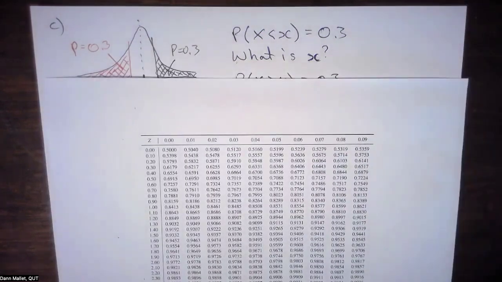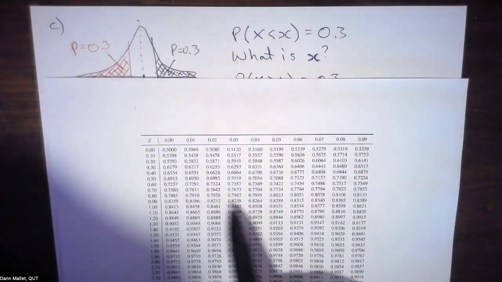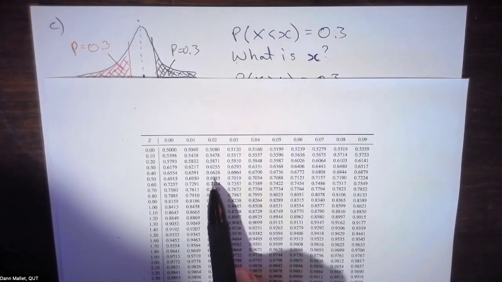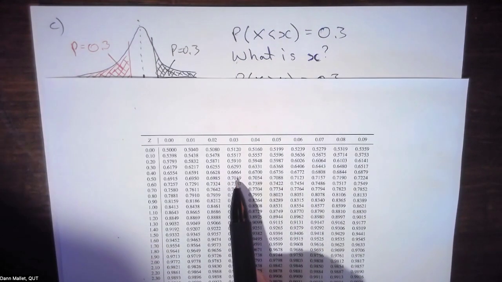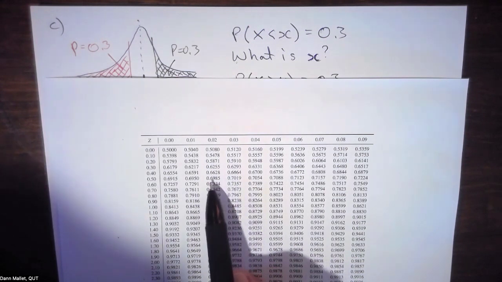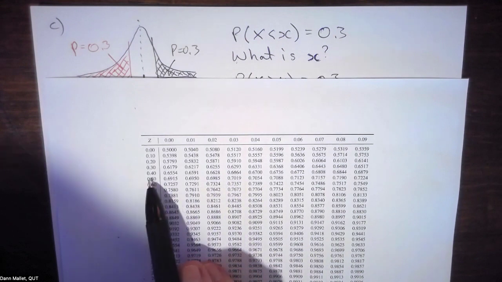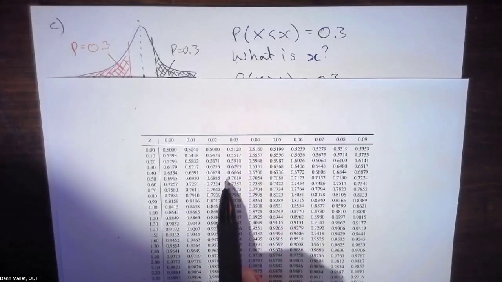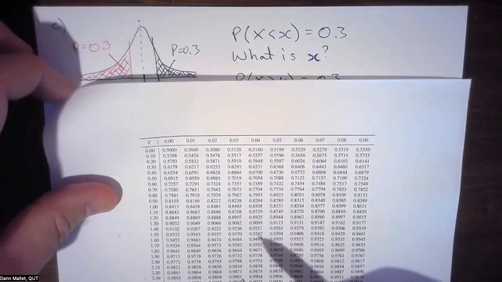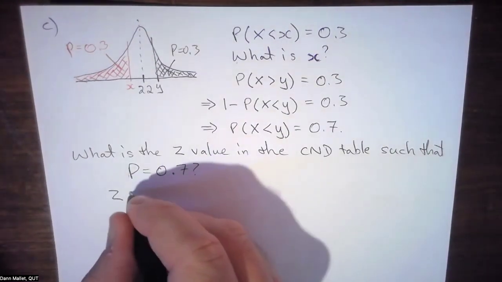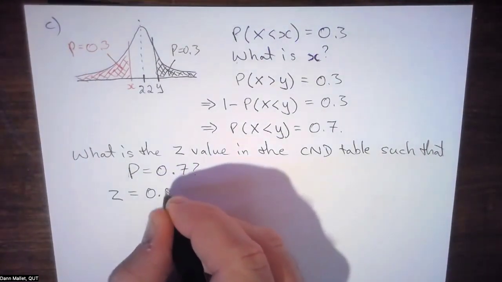So we go to our table, and we're looking for a 0.7 in the center here. Now, the closest we can get is these two values here. And they're both roughly either side of 0.7. So what I'm going to do is split the difference. So it's not going to be 0.52 or 0.53. I'm going to take 0.525. So jumping back, I'm going to say that z is equal to 0.525.